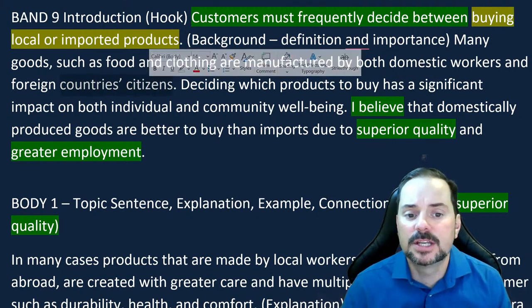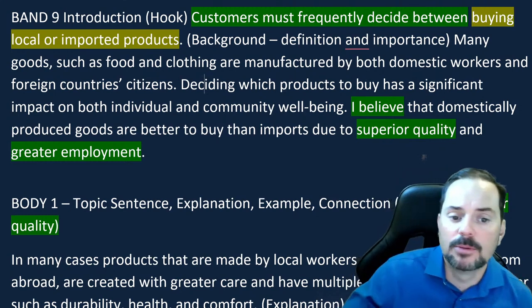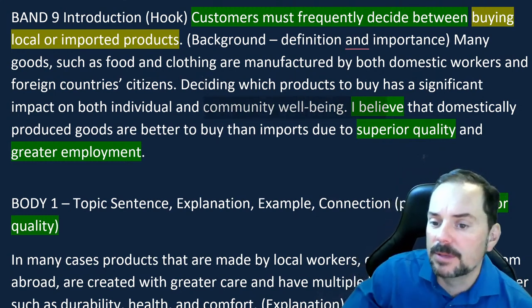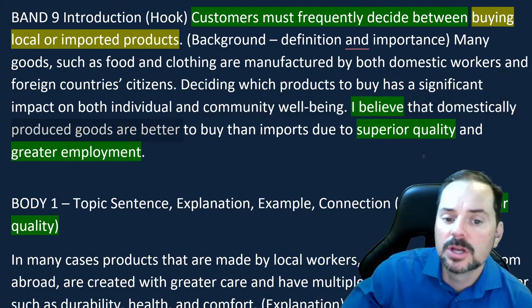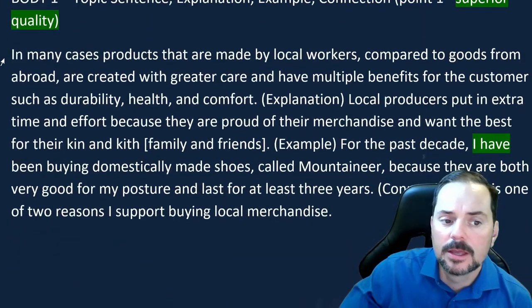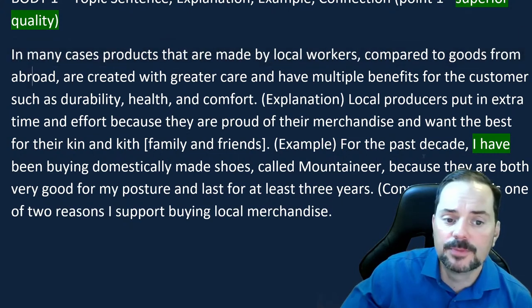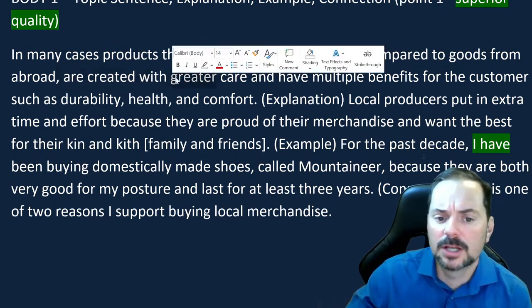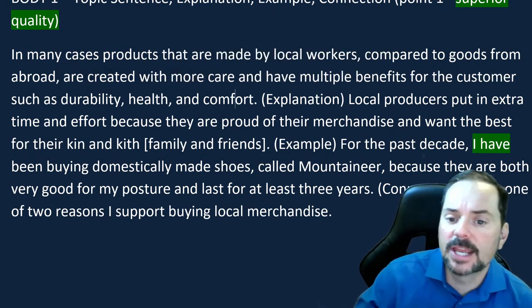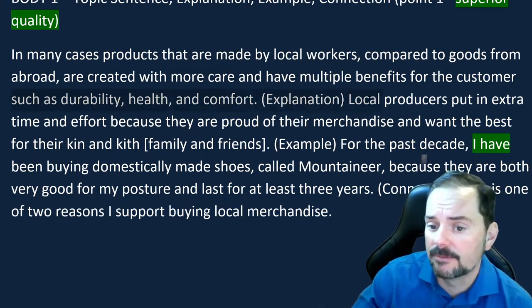And foreign country citizens. Deciding which products to buy has a significant impact on both individual and community well-being. I believe that domestically produced goods are better to buy than imported due to superior quality and greater employment. In many cases, products that are made by local workers compared to goods from abroad are created with more care and have multiple benefits for the customer, such as durability, health, and comfort.